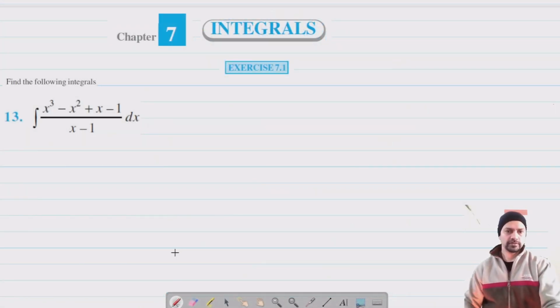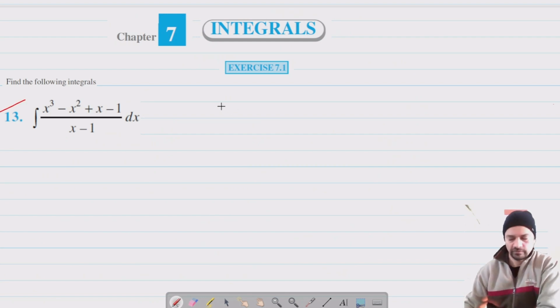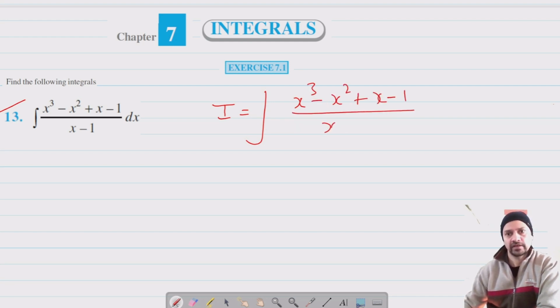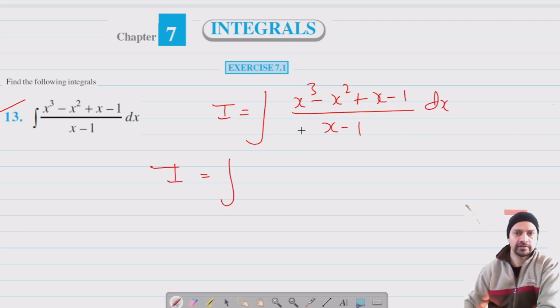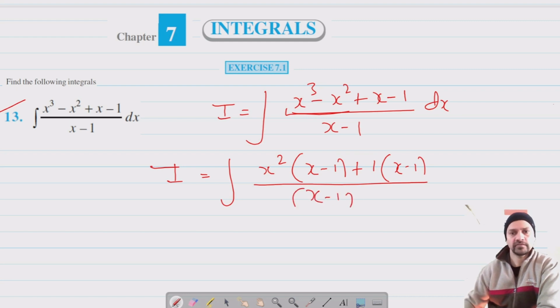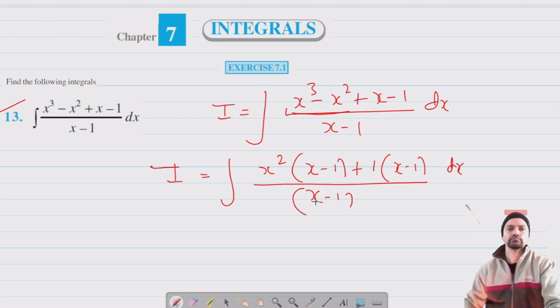Next for us, question number 13. We have to find the integral of (x cube minus x square plus x minus 1) upon (x minus 1) into dx, and it has to be simplified first. For these two terms, common is x square, so it's x square into (x minus 1) plus 1 into (x minus 1). It's (x minus 1) into dx.